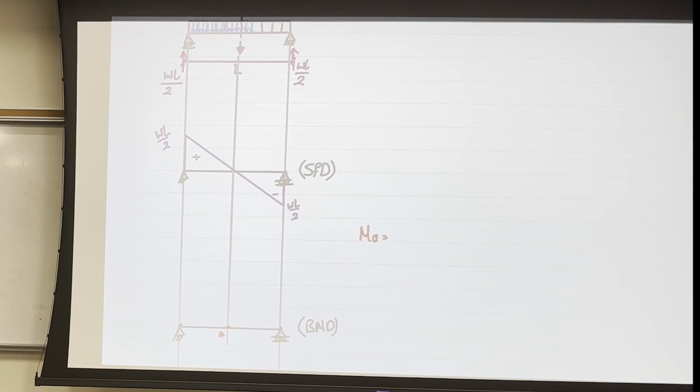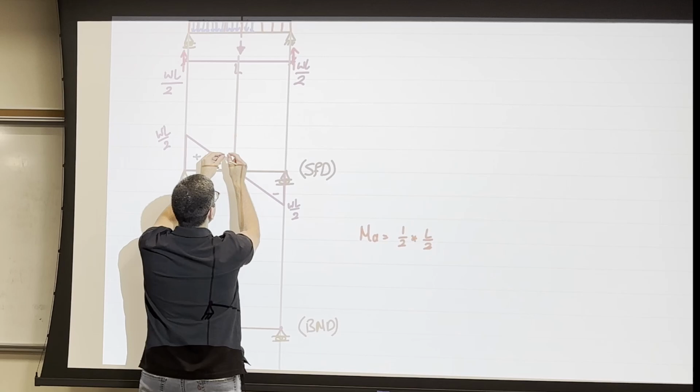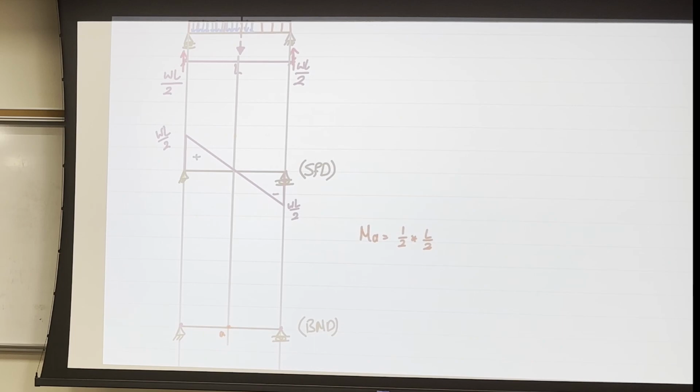So half the base, which is L over 2 if the whole beam is L, times the height, which is WL over 2. The reason the zero shear happens in the middle is that the triangle started with WL over 2 and ended with WL over 2. That's why the point of zero shear is in the middle. If this one is larger than that one, then the point is shifted. What I get is WL squared over 8.